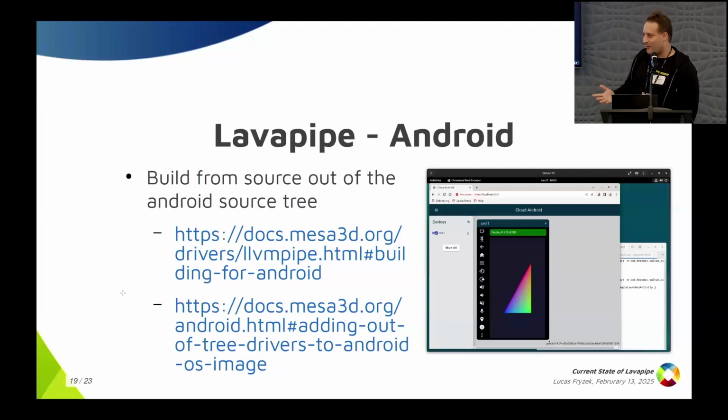But it's a lot more complicated. You know, Android isn't as much of an open platform. So if you want to run it, I wrote a lot of documentation for how to run Lavapipe on Android, and then also just Mesa drivers in general on Android. So if you're interested in Android, please check out those links. If you find an issue in the documentation, please file an issue so I can improve it.